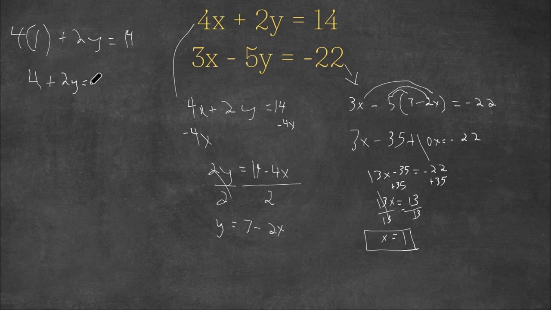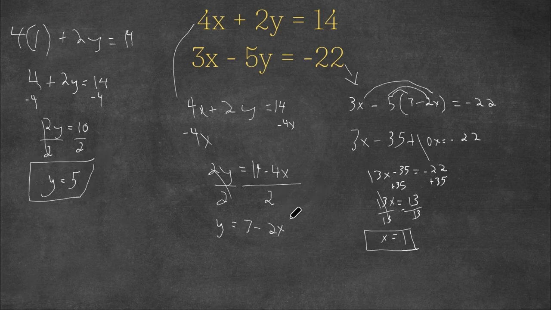2y equals 14. Now to isolate y, we're going to have to subtract by 4 on both sides. So this would give us 2y equals 14 minus 4 is 10. And now we're going to divide by 2 on both sides. These two cancel out, so we get y equals 10 divided by 2 is 5. So now, as you can see, we've solved for both x and y.